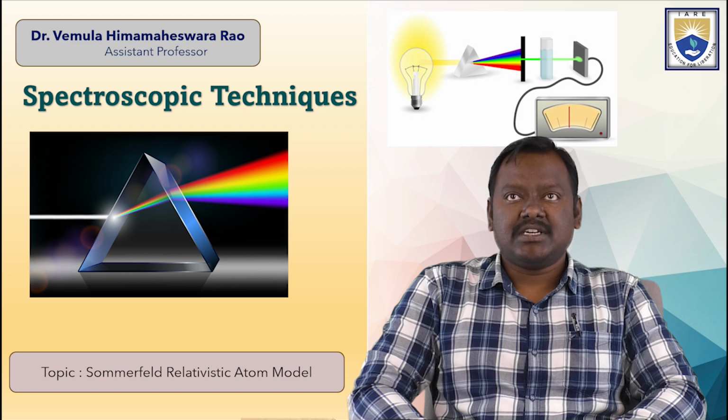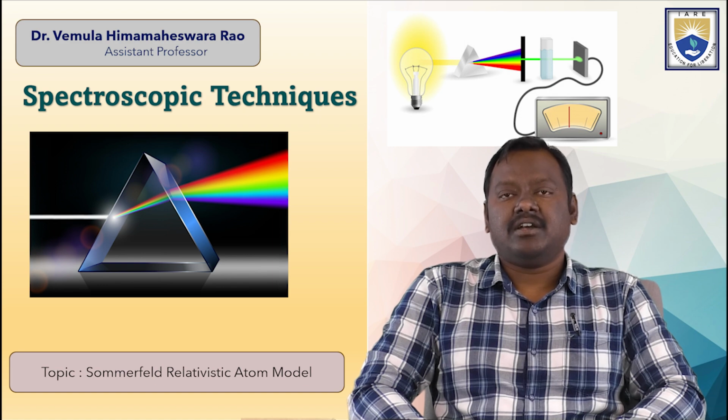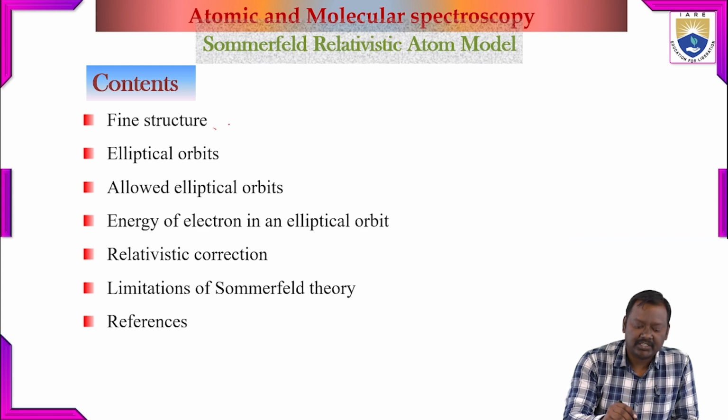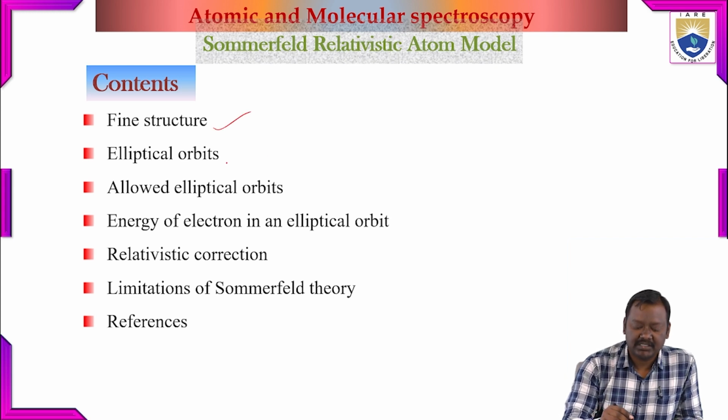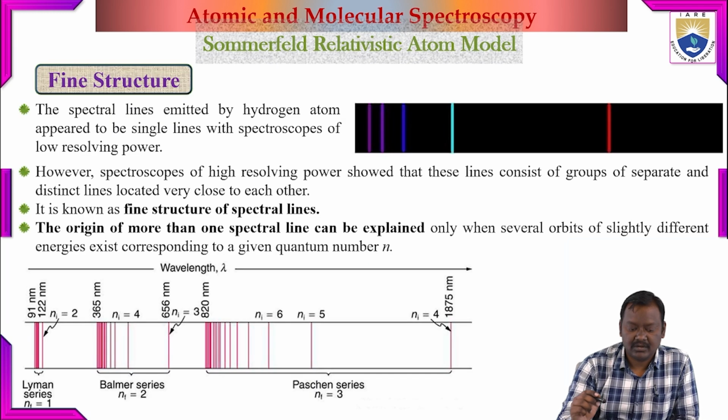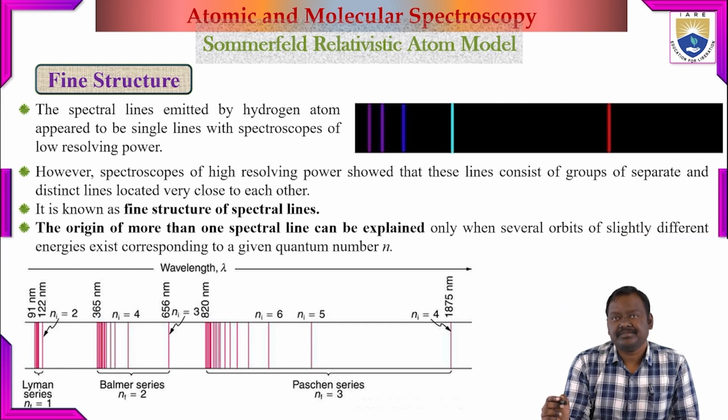Today we are going to discuss the Sommerfeld relativistic atom. The contents of this presentation are fine structure, elliptical orbits, allowed elliptical orbits, energy of electron in an elliptical orbit, relativistic correction, limitations of Sommerfeld theory, and then references. Fine structure.